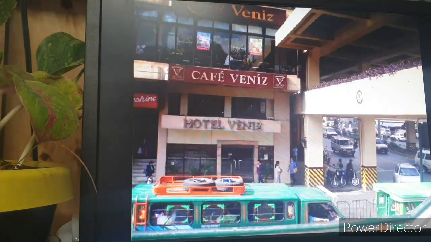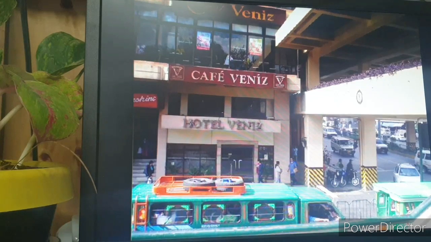And last but not the least, we have of course the Hotel Venice. Their signature cafe or restaurant is the Cafe Venice. It is located at Abanao Square. It's considered as one of the city hotels here in Baguio City. Okay, so let's move on to the next part.